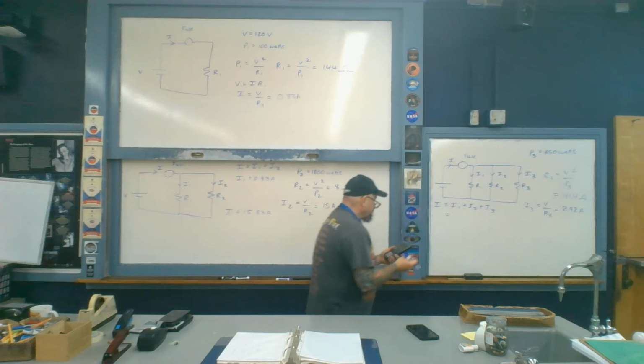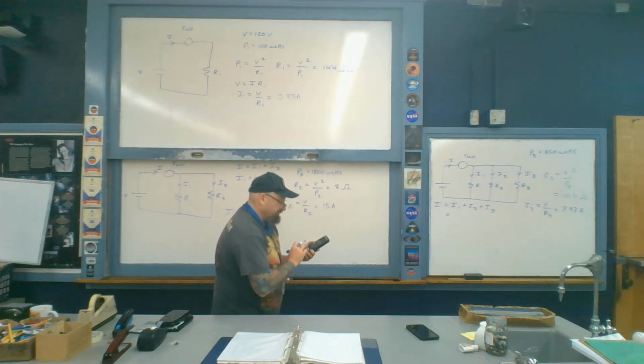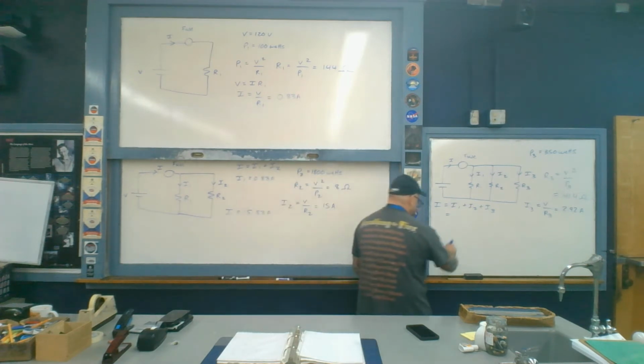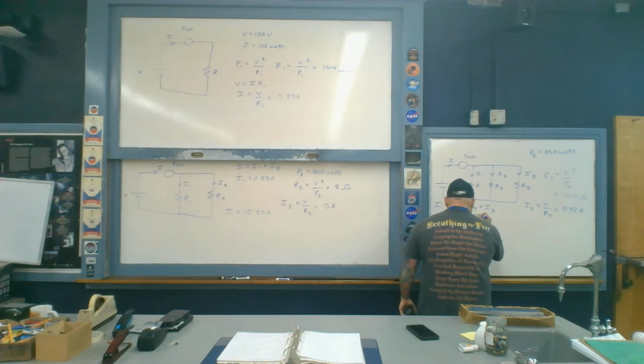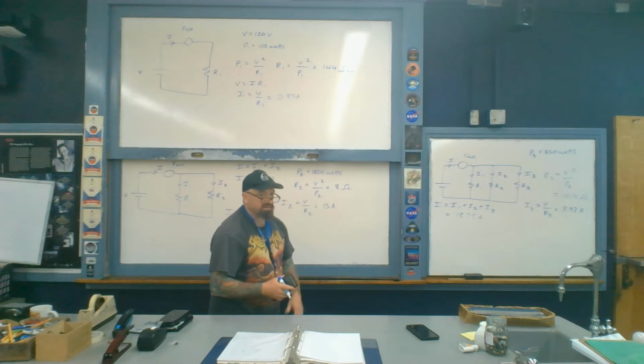All right, so I1 plus I2 from before was 15.83. So 15.83 plus 2.92. We're getting rather close now. And this is 18.75 amps. This is still less than 20 amps, however, so you can still safely operate this circuit.